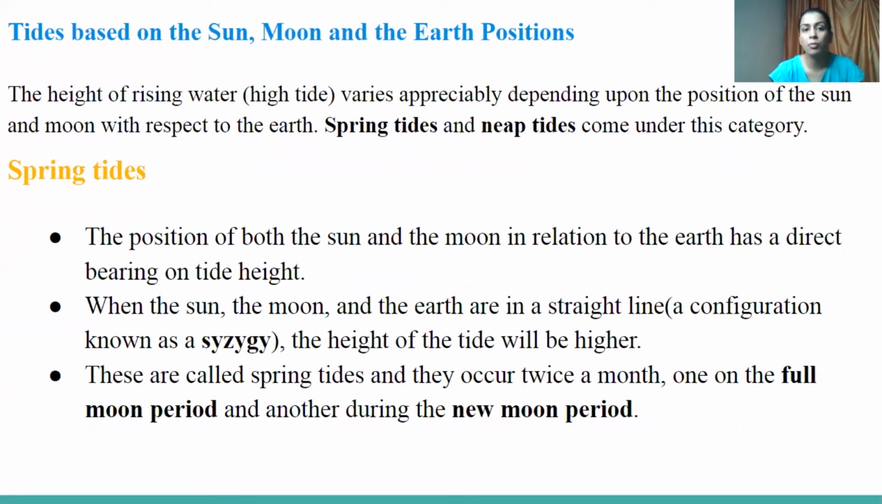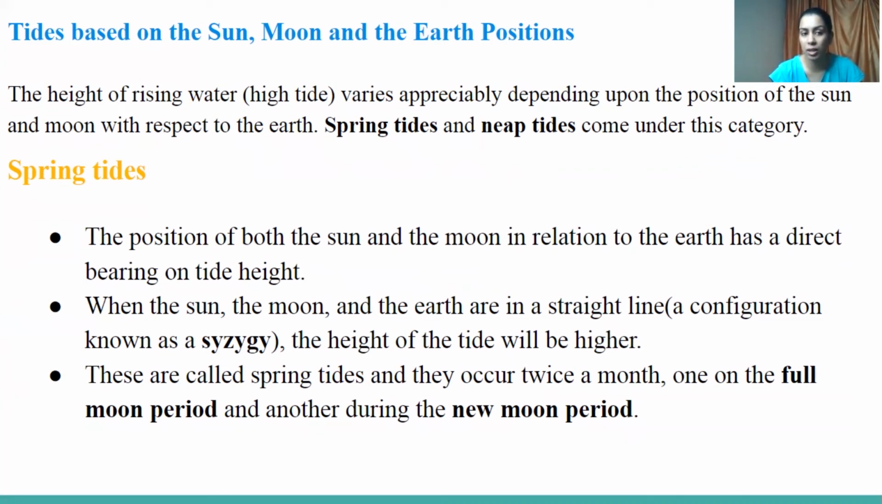Tides based on the sun, moon, and the earth's position. The height of rising water varies appreciably depending upon the position of sun and moon with respect to earth. So two different types of tides, that are spring tides and neap tides, come under this category.